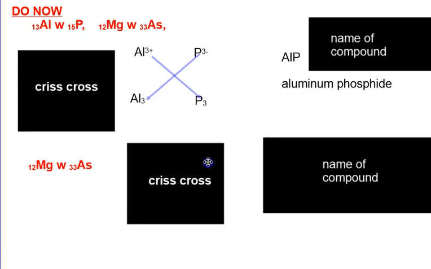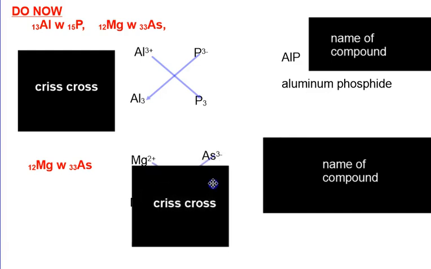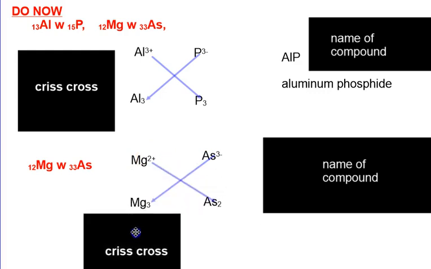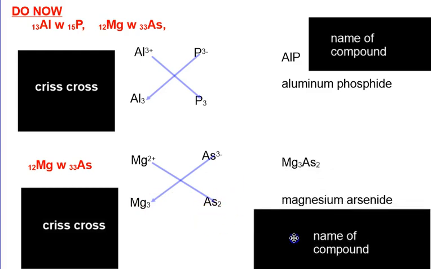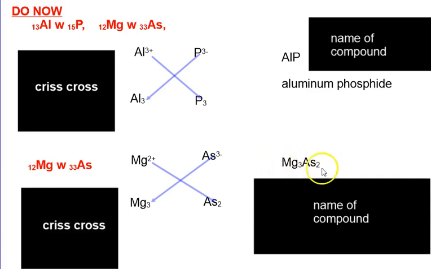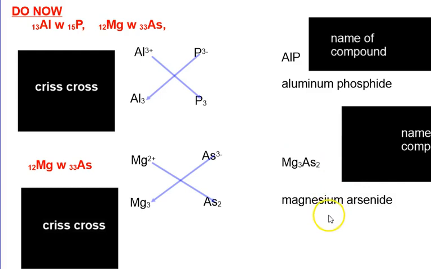This one, I'm going to go a little faster. Magnesium's in column 2, arsenic is in column 3, and column 3 is a 3 minus, and column 2 is a 2 plus. We crisscross the charges, drop the plus and the minus, and then we get magnesium with 3 as a subscript, and arsenic with 2 as a subscript. Then we write the correct formula, which is this, and we call that magnesium arsenide.